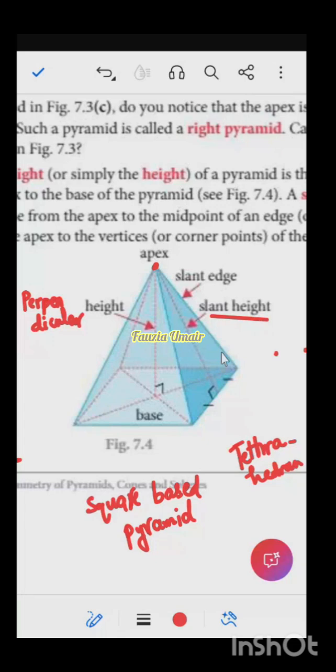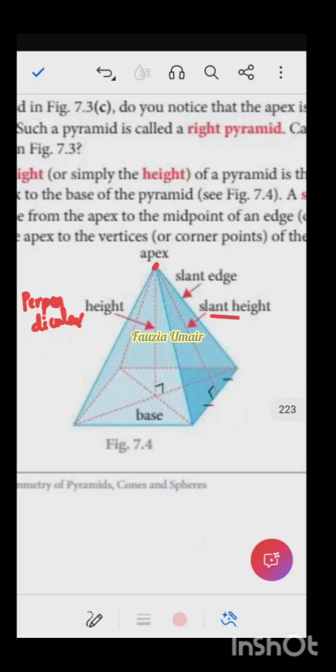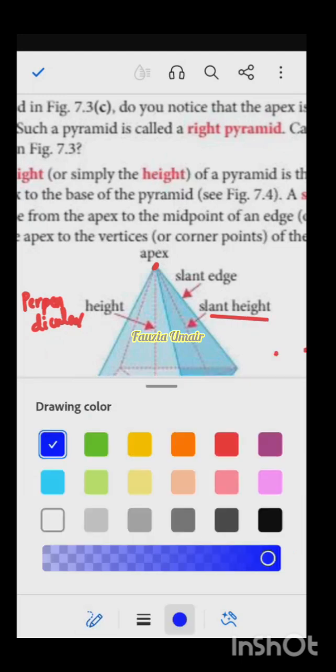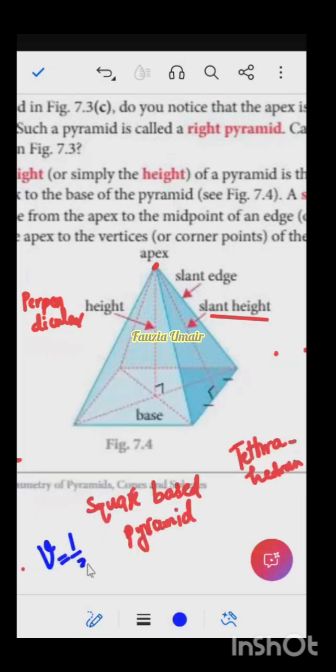When we will be finding the volume of this pyramid, which height are we going to use? Because the formula of volume is, let me write it down first. Because the volume of this pyramid is 1/3 multiplied with base area multiplied with height. But there are two heights in the pyramid. So what do you think this height is? Will it be the perpendicular height or the slanted height? What do you think? Slanted.